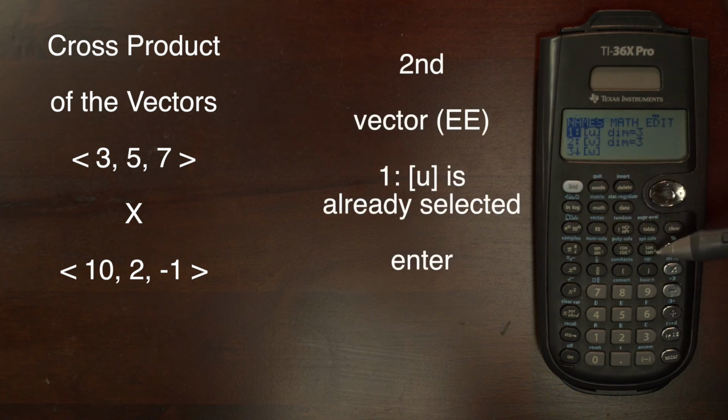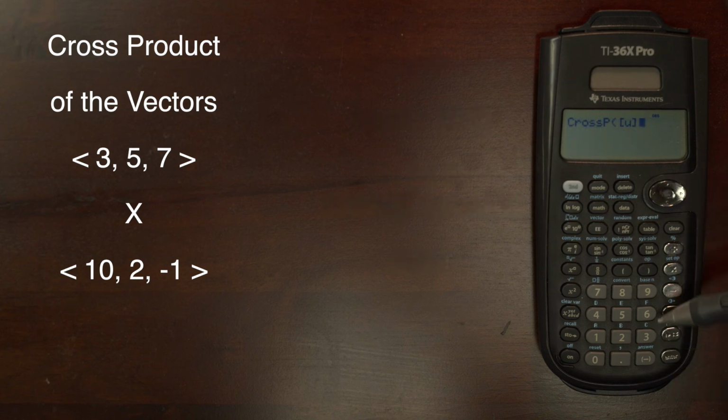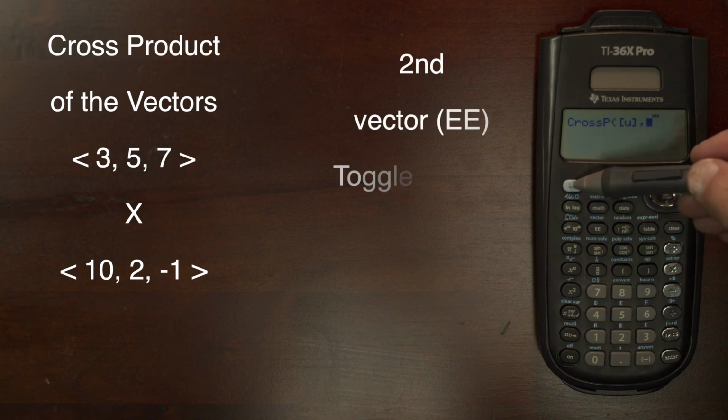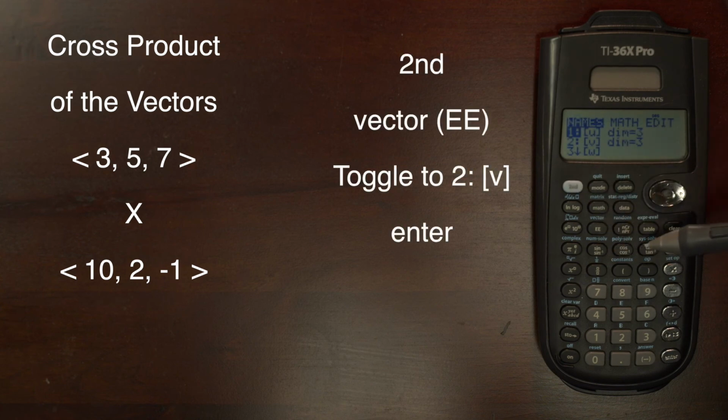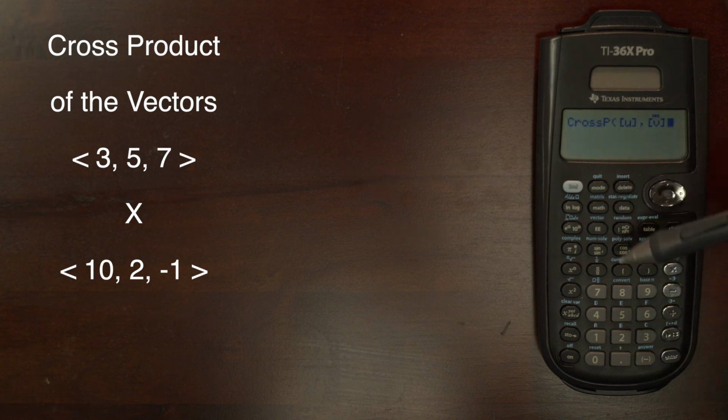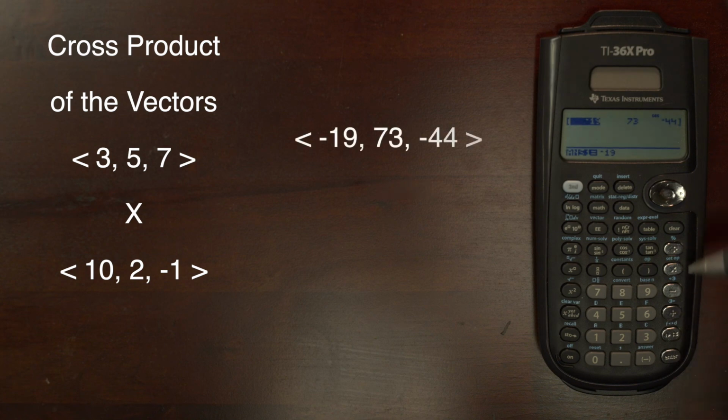So we hit second. We're going to go directly to the U. We have to hit that comma again. And then we select the second vector. Close parentheses. Hit enter. And there's our answer. -19, 73, and -44.